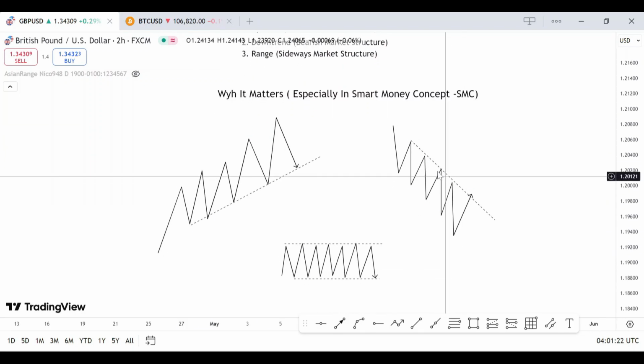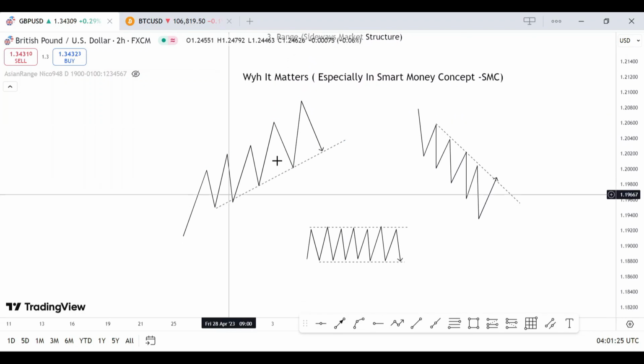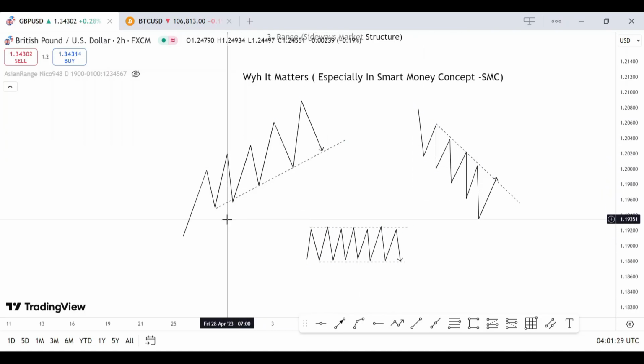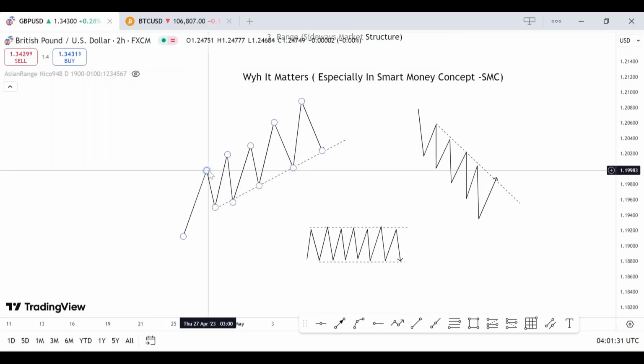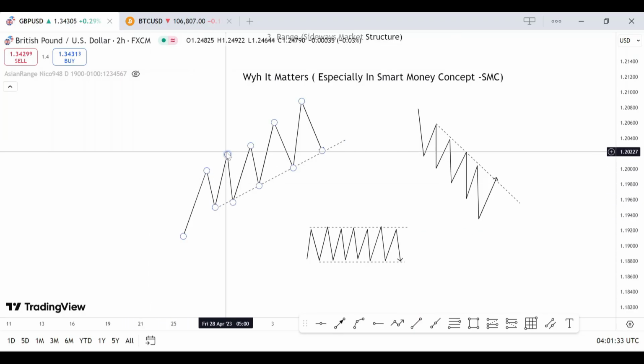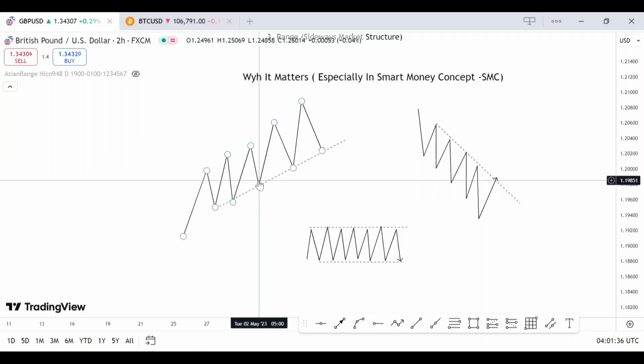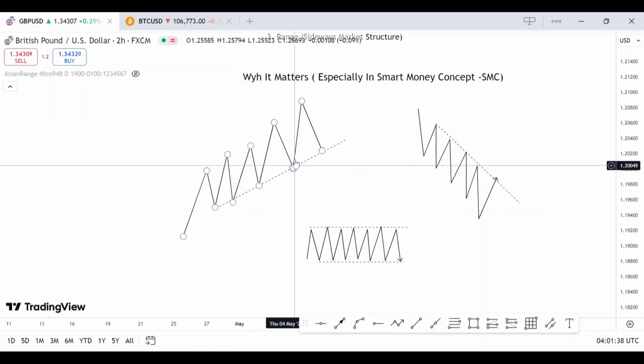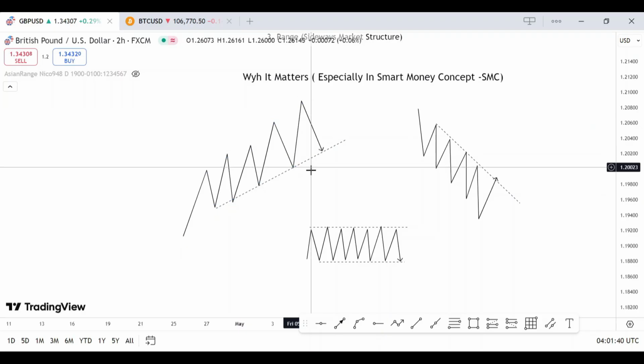So these are the three states of the market: the uptrend, the downtrend, and the ranging market. The uptrend is where price is making a series of higher highs and higher lows, higher high, higher low, repeatedly.